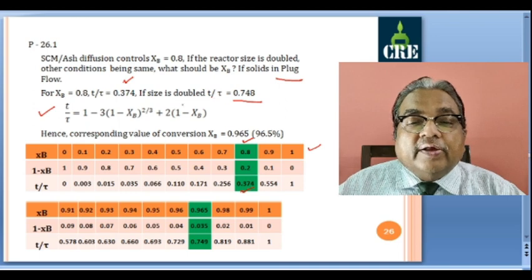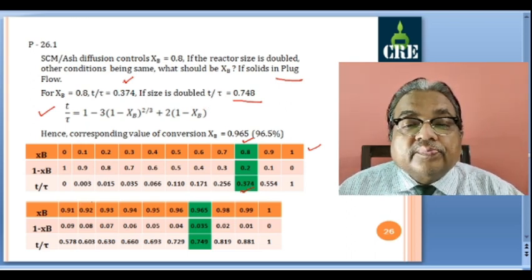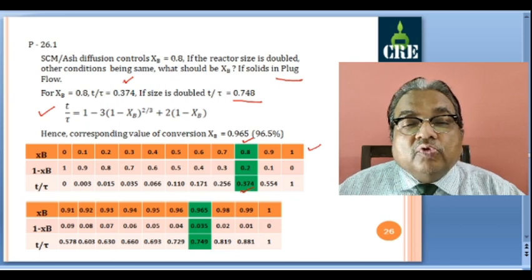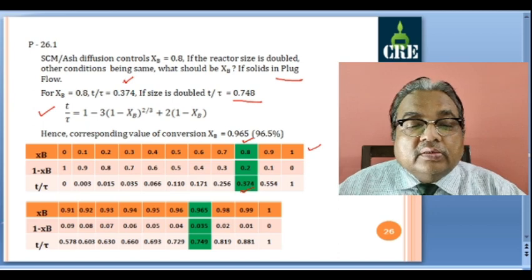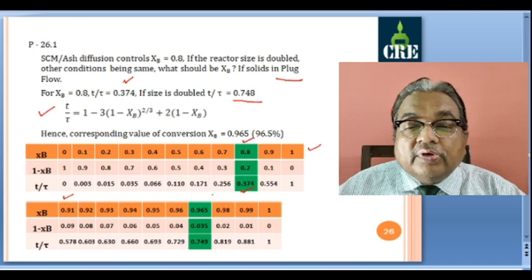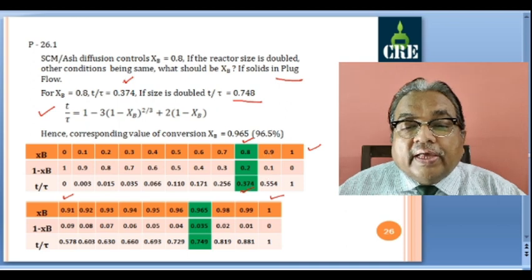So what I want to find out is what should be the conversion. For this value of t by tau, from this equation, what will be the new value of XB? So this I will have to find out by trial and error. If it is doubled, it will be definitely more than 0.8. So I will take the values more than 0.8. So 0.8, 0.9 and 1. I want the values in between. So I am taking 0.91 to 1. Okay, because for 0.9 it is 0.554.